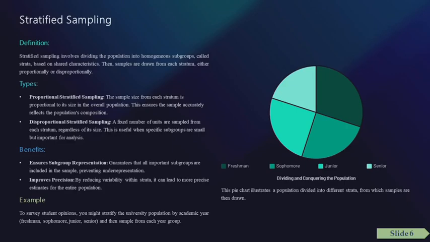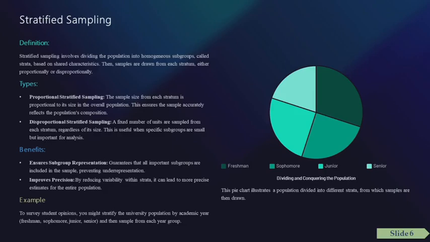Slide 6 centers on stratified sampling. Here, we divide the population into homogeneous subgroups or strata based on shared traits, then sample from each, proportionally or disproportionally. Proportional simply means sample size matches stratum size for accurate reflection. Disproportional uses a fixed number per stratum, useful for small but key groups.